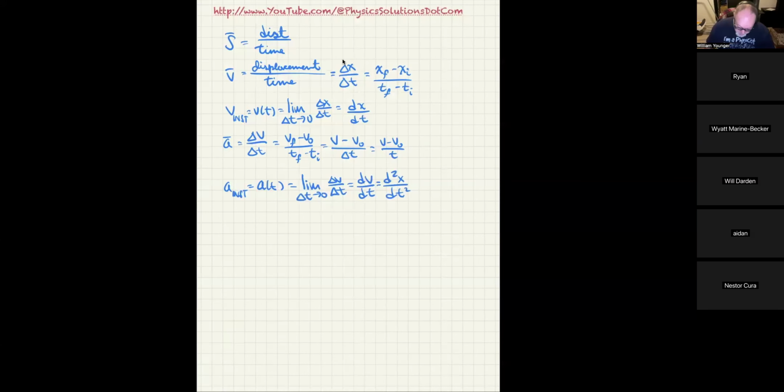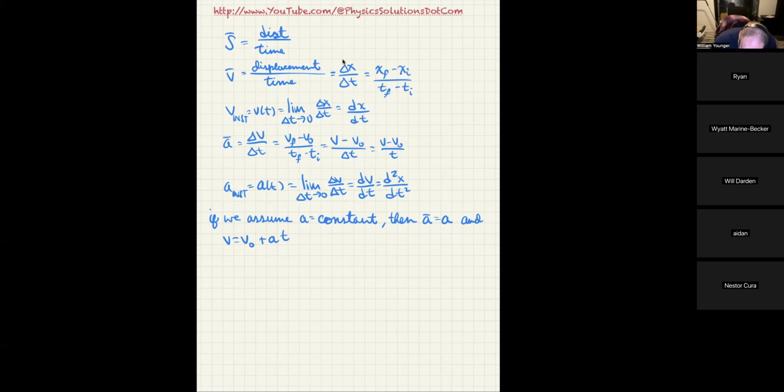So when we allowed a to be a constant, so if we assume a equals a constant, then a bar is equal to a equals some number, and we were able to find out that we get v is equal to v0 plus at.